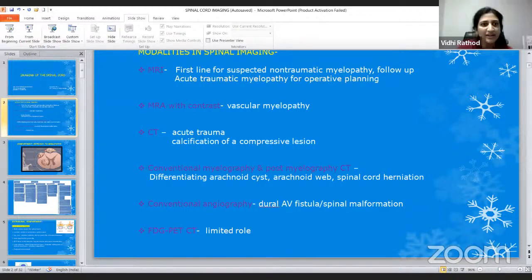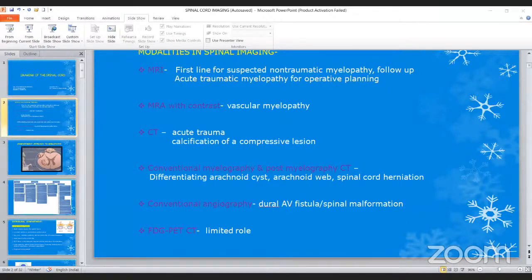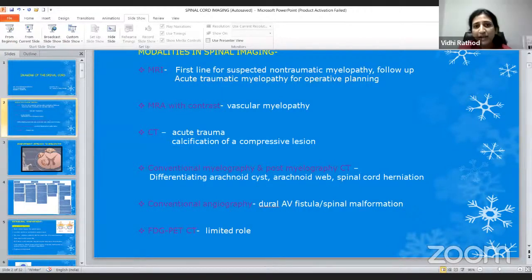So MRI is the first line for suspected non-traumatic myelopathies and follow-up of non-traumatic myelopathies. It is also the first line for acute traumatic myelopathy and for pre-operative planning. MRA with contrast is important for vascular myelopathies. CT, on the other hand, as we know, is the gold standard for acute trauma and to know the calcification or ossification of a compressive region. Then we have other modalities like conventional myelography and post-myelography CT, for differentiating arachnoid cysts, arachnoid webs, and spinal cord herniation. Then we have conventional angiography, which is important to know about the dural AV fistula sites. And PET-CT has a limited role in the spinal region.